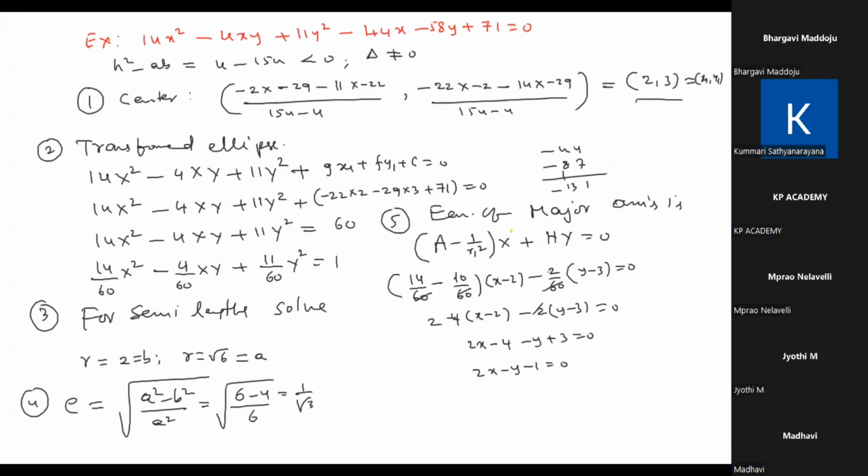So now, with this major axis equation, you can write everything by using what? Parametric coordinates. (2, 3) is the center, and 2x minus y minus 1 equals 0 is the major axis equation. So the remaining part is parametric coordinates. For example, the center is (2, 3) and the line is 2x minus y minus 1 equals 0.